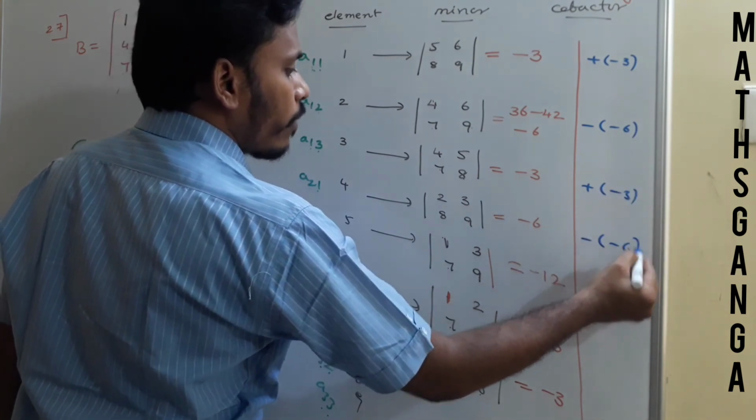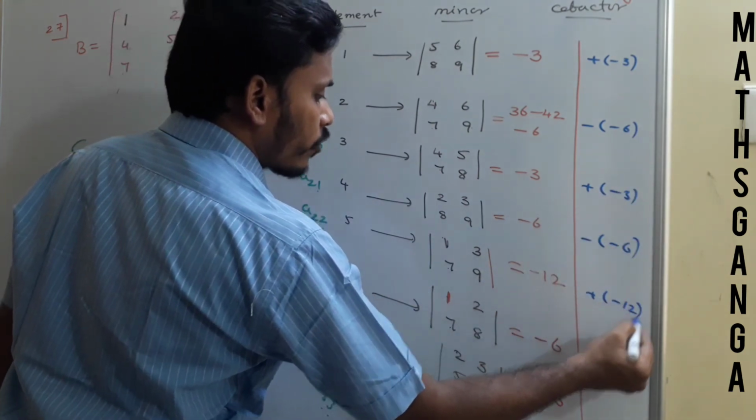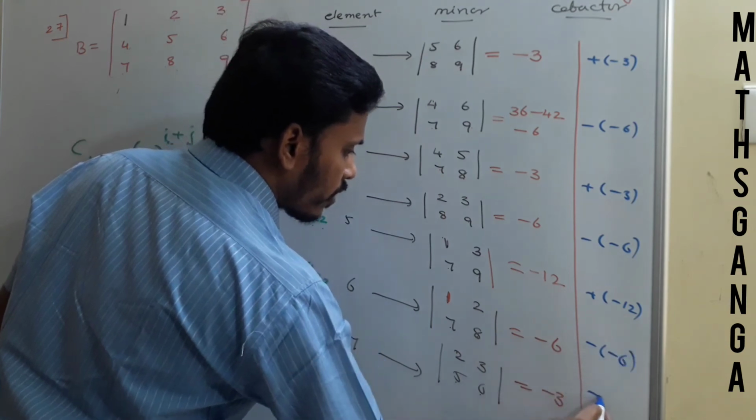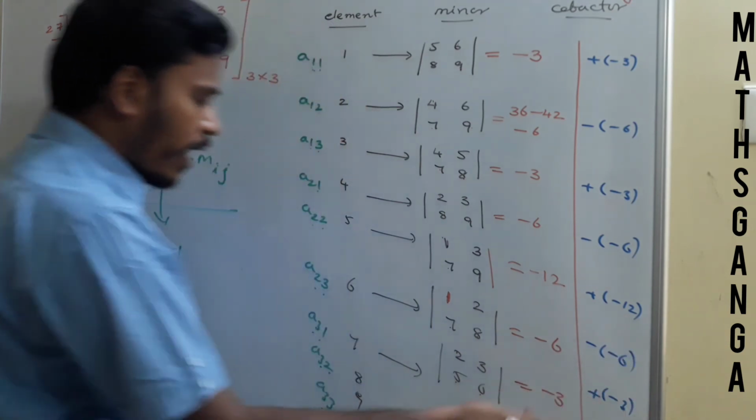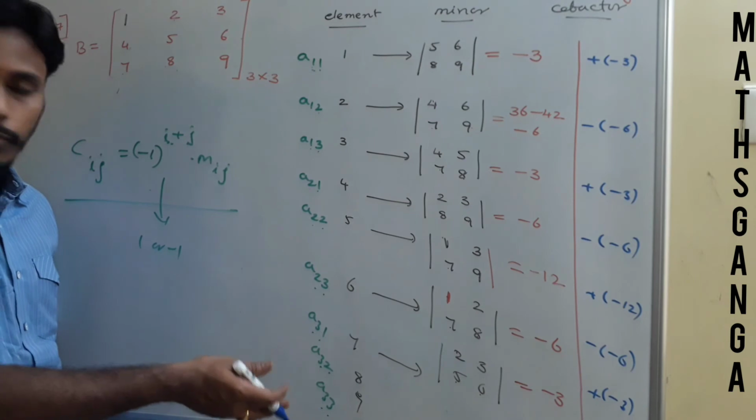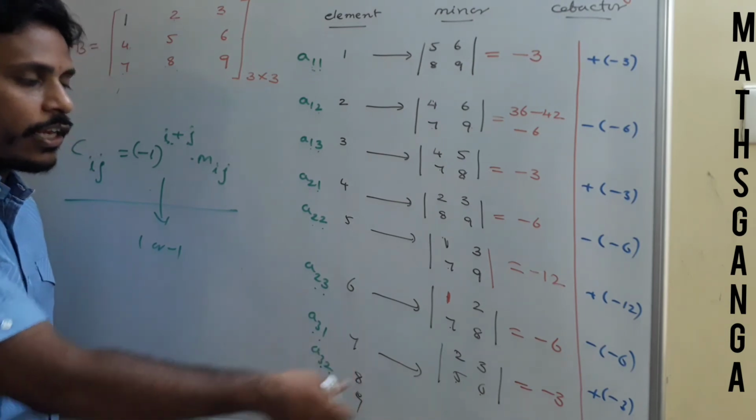And then minus of minus 6. And then plus of minus 12. And then minus of minus 6. And then plus of minus 3. Like that we need to continue. Still two more, see, for 8 and 9 you need to write.